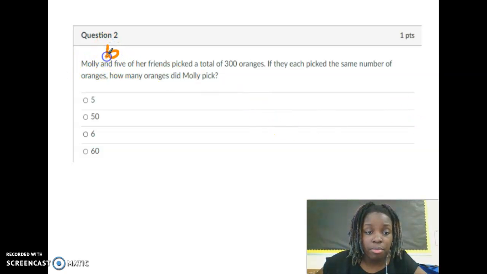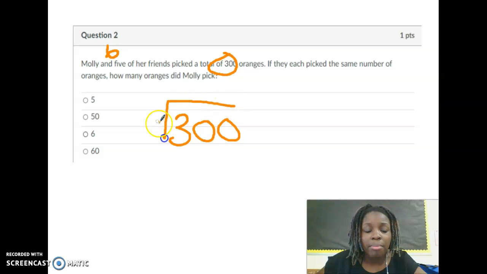So 6 people picked a total of 300 oranges. If each picked the same number of oranges, how many oranges did Molly pick? I know a lot of you say, oh, I see each means multiplied. No, it doesn't, because they didn't tell me how many each person picked. So I don't know what the each is, so I can't multiply here. We're trying to find the each, so I know I need to divide. I'm dividing 300 oranges, because that was our total, by 6.